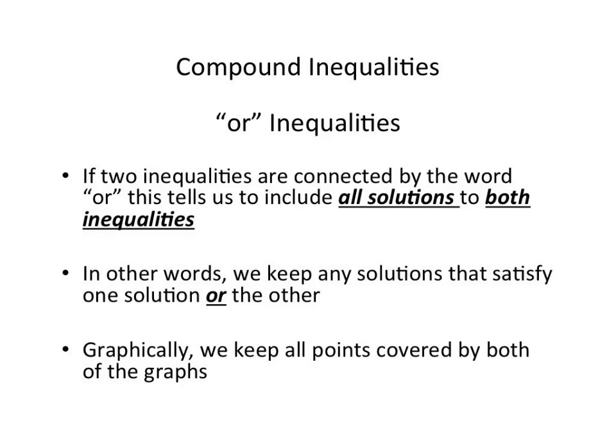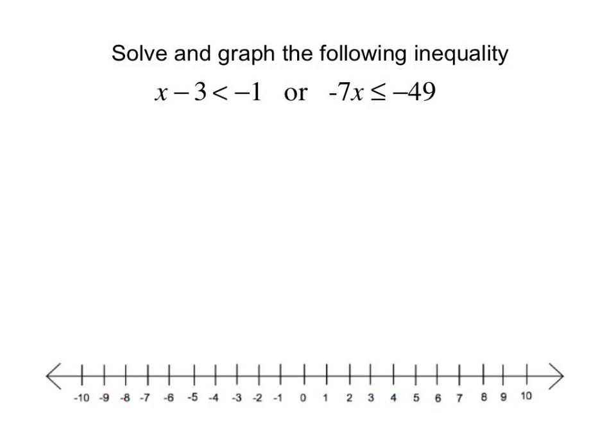So whether a solution works for one, the second one, or even both inequalities, all of these solutions are going to count as part of the solutions of an OR inequality. Or in other words, we keep any solutions that satisfy one solution or the other. It doesn't matter if it works for the first or the second or both. We're just going to keep all solutions for OR inequalities. And graphically, this simply means that we're going to keep all the points covered by both the graphs. So let's see this in action on a couple practice examples.